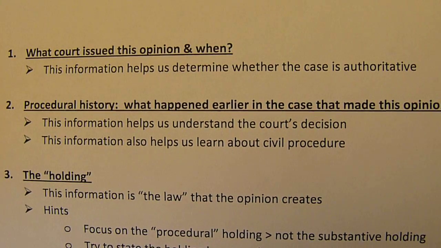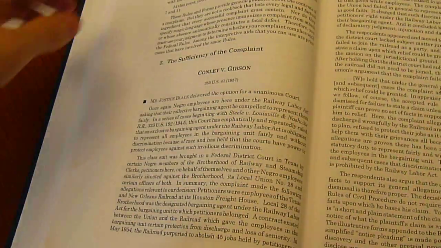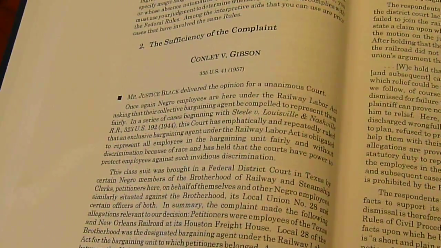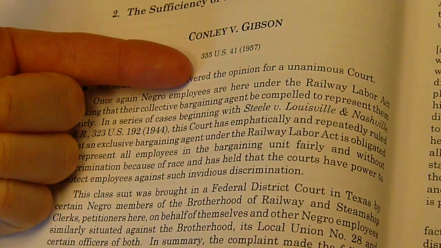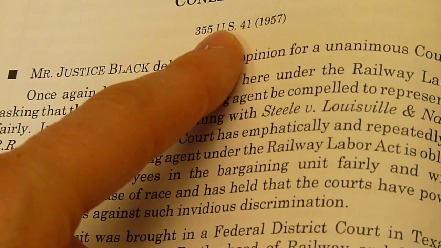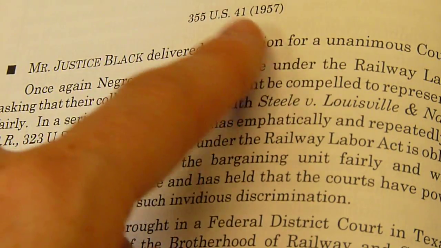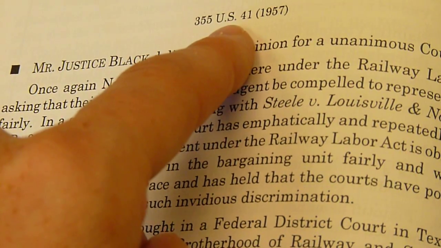And this is essential information for knowing whether the case is authoritative. So the Conley versus Gibson case, you can answer this question by looking, of course, at the case citation, which we see right here. And we see from the citation, this is a Supreme Court decision. The U.S. gives us that signal. And we also can see its date is 1957. So that tells us Supreme Court issued this opinion.